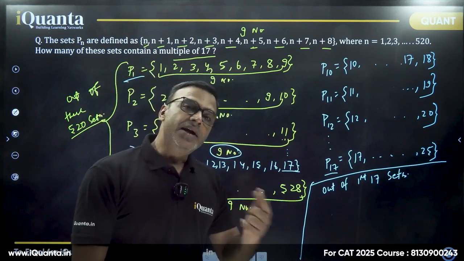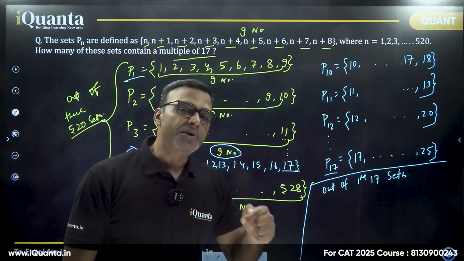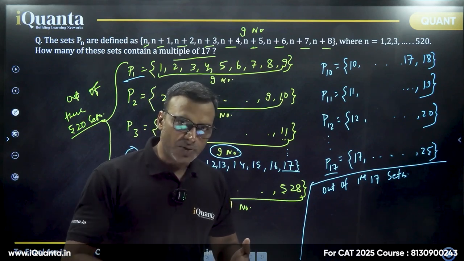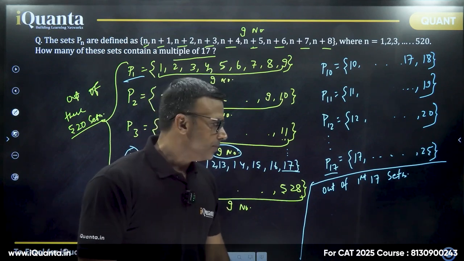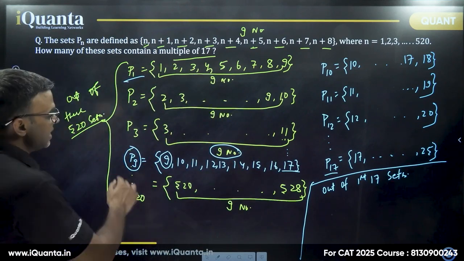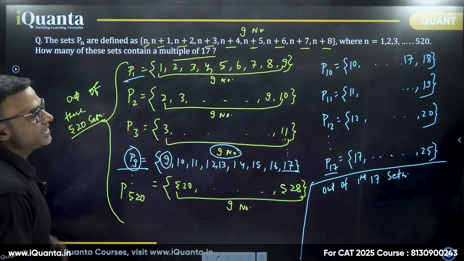Start from 18, end at 26, right? P19 will start from 19, will end at 27. So what is happening? In P18, P19, P20 and so on, there will be no multiple of 17. Then when will the next multiple of 17 come? The 9th term after this, right? So there will be P26.